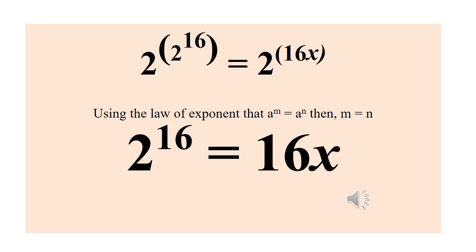Now if we use the law of exponent, that if we have a raised to power m equals a raised to power n, then since we have the same base a and a, we can cancel the base and equate the exponents, which makes m equals n. Then from here we have 2 as the same base, so we can equate the power. Then we have 2 raised to power 16 equals 16x.